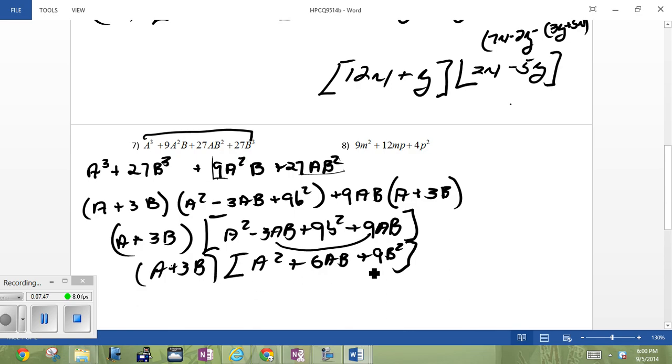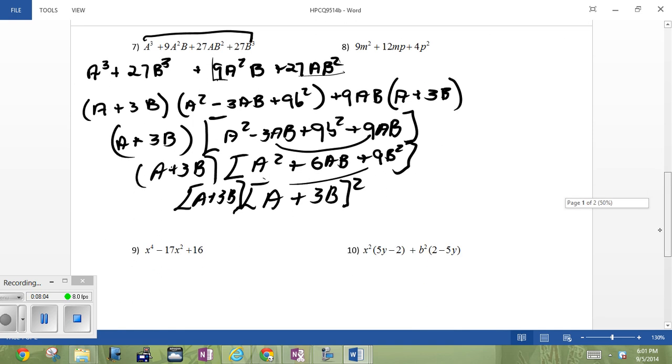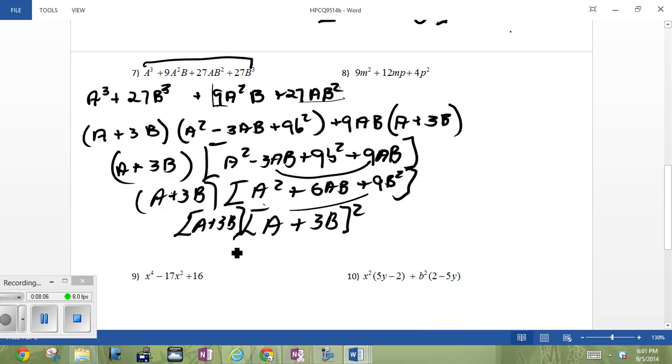Lo and behold, this is a perfect square trinomial. That's going to factor as a plus 3b, the quantity squared, times this a plus 3b, collectively giving us a plus 3b, the quantity cubed. Who would have thought? There you go. This is a perfect square trinomial. It goes into 3m plus 2p, the quantity squared.